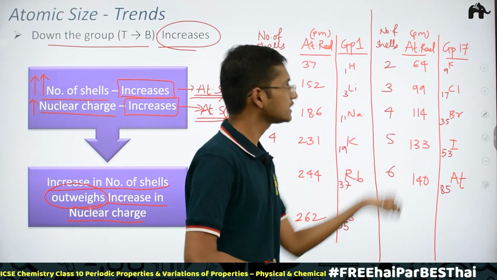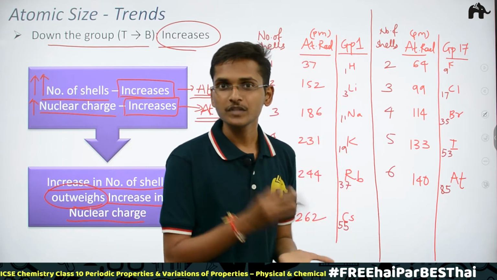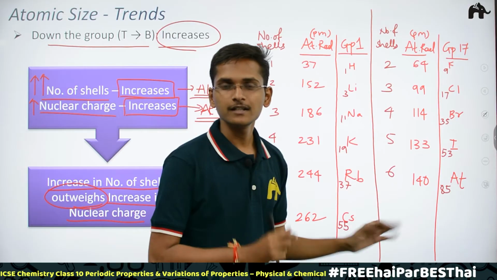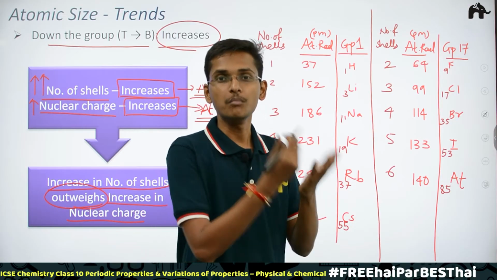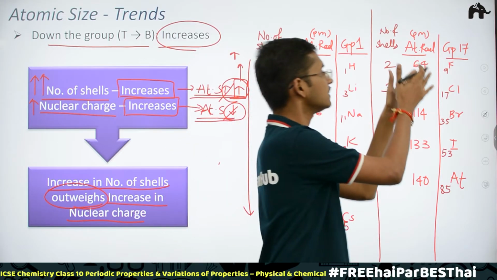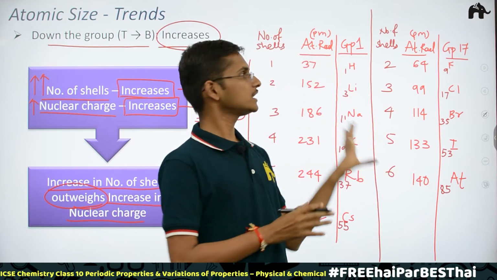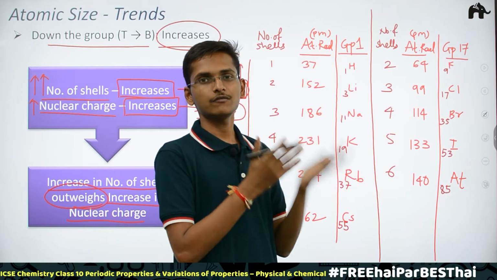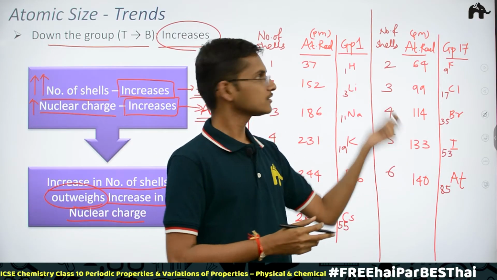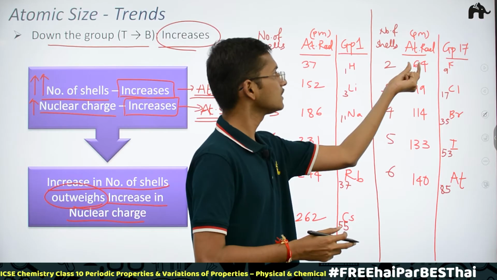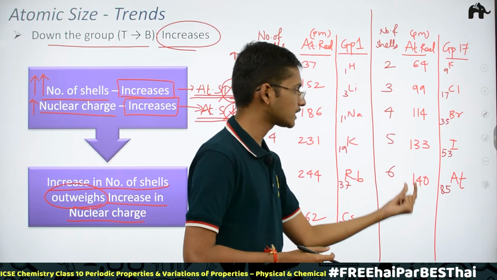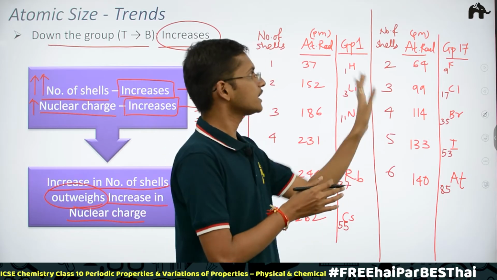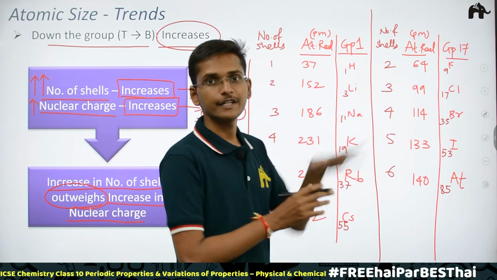So the number of shells is also increasing, nuclear charge is also increasing, but we studied the twist in the story: the increase in the number of shells is observed to be more than the increase in the nuclear charge. Therefore, the net effect would be because of the increase in the number of shells, which is an increase in the atomic size. So the net effect is an increase in the atomic size. You can see here 64, 99, 114, 133, and 140 picometers. So from experimental data in the case of group 17, it is also very clear.